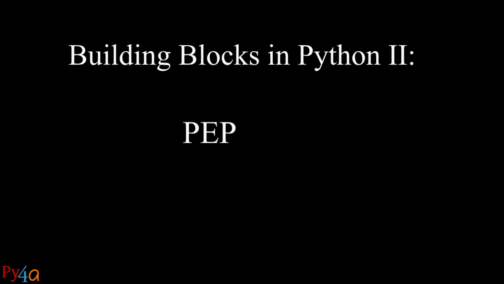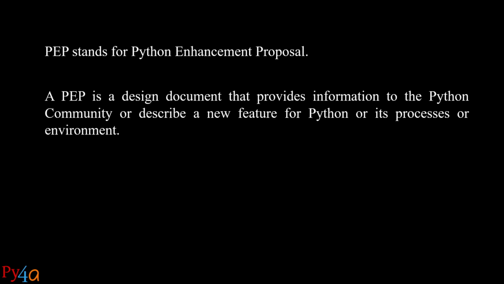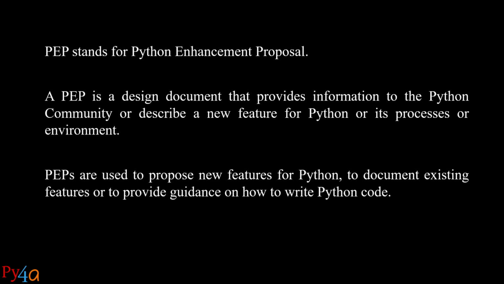We will talk about PEP. By PEP, we simply mean Python Enhancement Proposals. A PEP is a design document that provides information to the Python community or describes a feature for Python or its processes or environments. PEPs are used to propose new features for Python, to document existing features, or to provide guidance on how to write Python code.